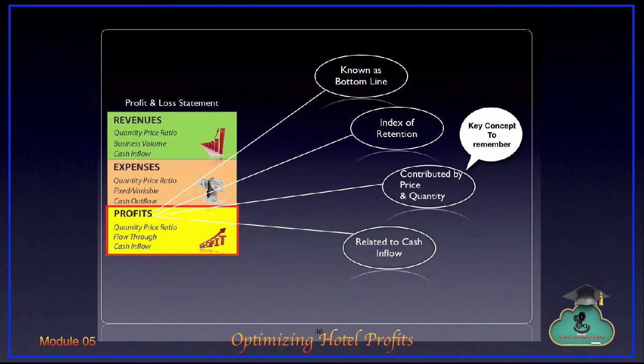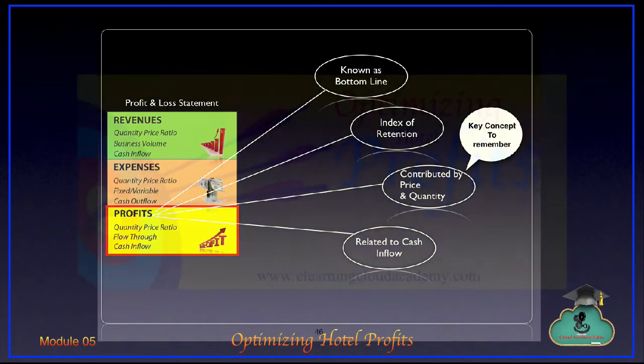These are the three main sections of the profit and loss statement, a very key financial statement for operational managers.